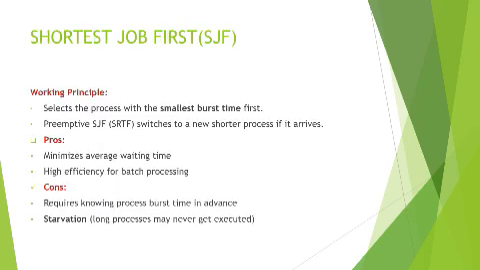Next we have shortest job first. It selects the process with the smallest burst time first. It switches to a new shorter process if one arrives. The pros: it minimizes the average waiting time and has high efficiency for batch processing. The cons: it requires knowing process burst time in advance. It also causes starvation, that is, a long process may never get executed. It gives priority only to the shortest job, so the longest jobs wait in the queue continuously without executing, which causes starvation for the longest process.